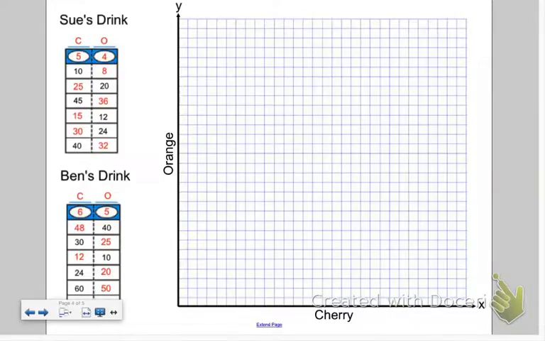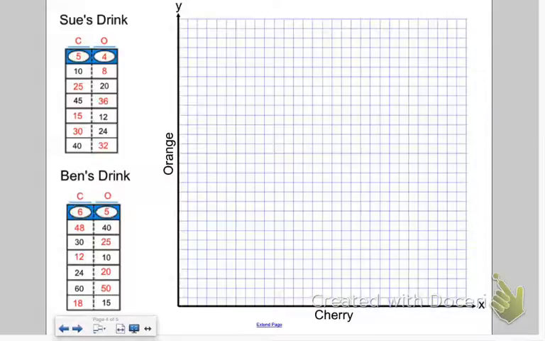Now the next thing that I'm going to do is graph these on the coordinate grid. Let me just move this out of the way. We may not be able to fit all of them, but we can try to fit some of them. So Sue's drink, I might start at 5, 4, starting on the cherry side. So over 5, 1, 2, 3, 4, 5, and up 4, 1, 2, 3, 4. There it is. And then we have 10, 8, and 8 would be right about here.